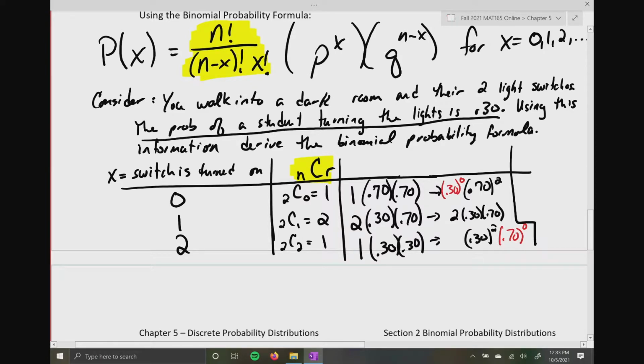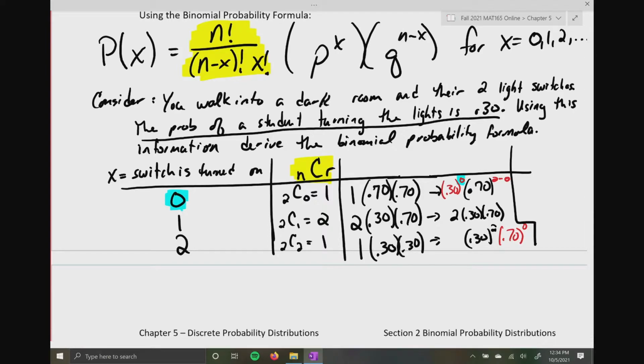In the formula, we have p to the x and then q to the n minus x. So if we let x equal 0, then what we're saying is we don't want any light switches turned on. So the probability of no light switches turned on, and I'm going to get my highlighter out here, is going to be 0.3 to the 0 power, because no light switches are turned on. And now, if you look at the exponent of the number 2 on the 0.70, that's really n minus x, or 2 minus 0, meaning 2 light switches are off, none of them are on.